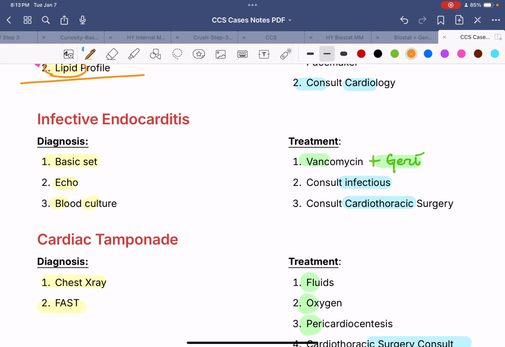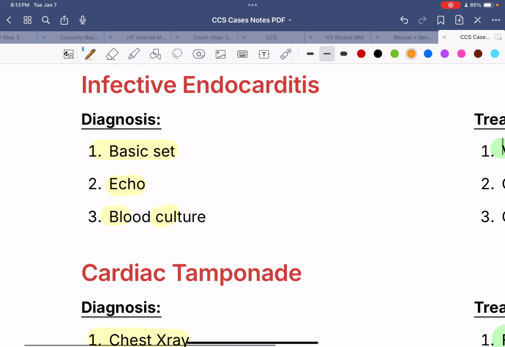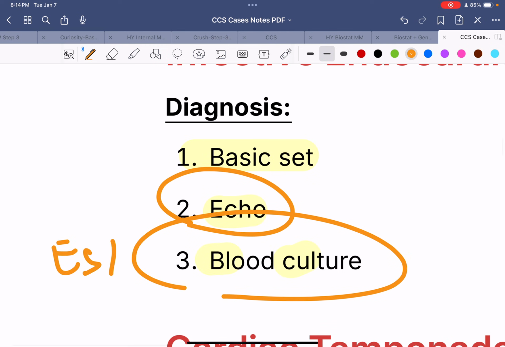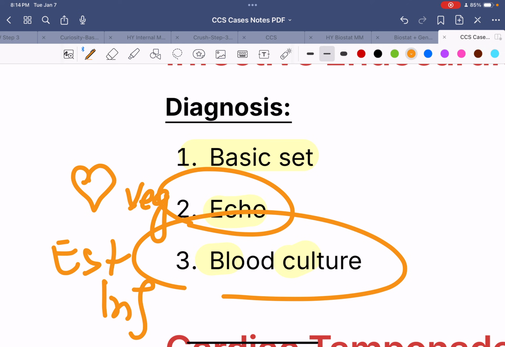Next up, we have newly developed fever and murmur, which of course points to infective endocarditis until proven otherwise. The basic steps you are going to do, but what is something that's specific, since it's heart and it's infected? You want to visualize the heart for vegetations, and you want to establish the infection. So you have to peek into the heart for the vegetations. That's one goal of diagnosis, and the other goal of diagnosis is to establish the infection, in addition of course to the basic set. So that would be echo and blood culture.